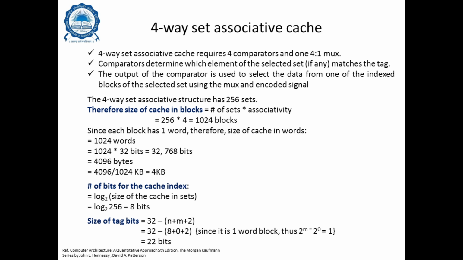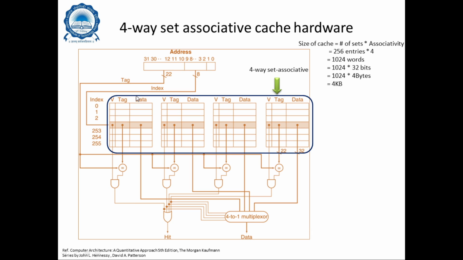Therefore, the size of the tag bit can be given as 32 minus (n plus m plus 2). N is 8, m is 0 because it's just having one word per block, and 2 is for byte offset. Therefore, the size of the tag bit is 22 bits. So now if you go back to the diagram, you will see that therefore we have 22 bits reserved for the tag and 8 bits reserved for the cache index. So that's how these numbers 22 and 8 have been generated.